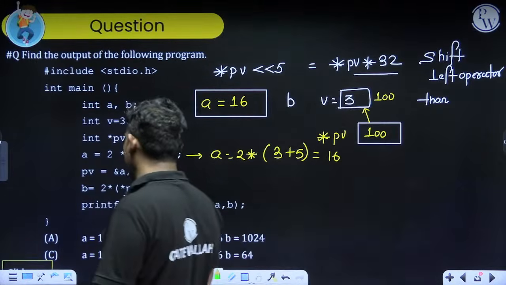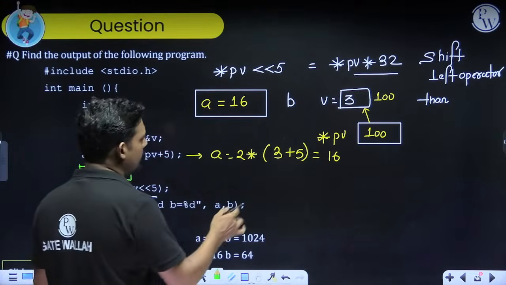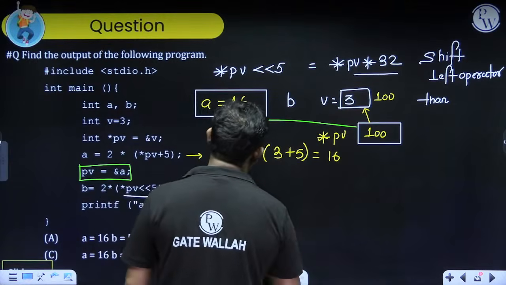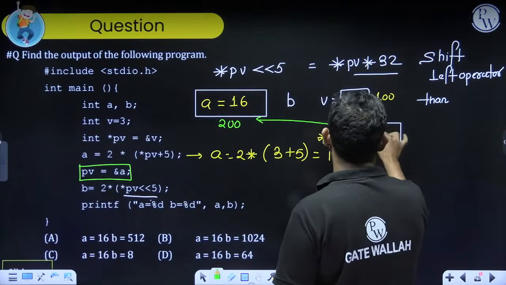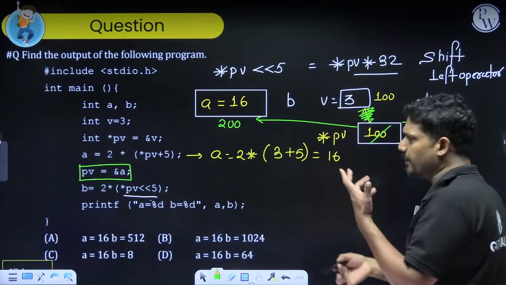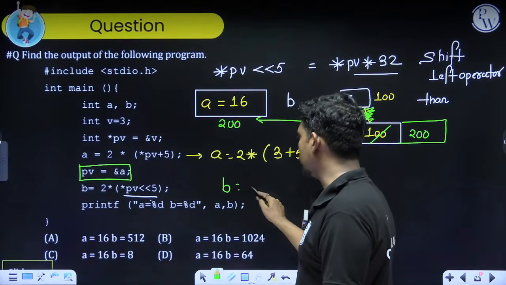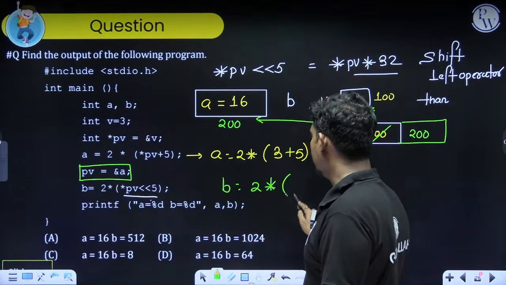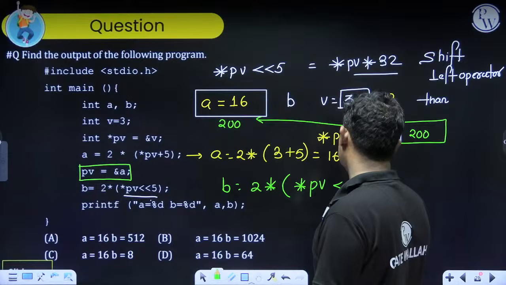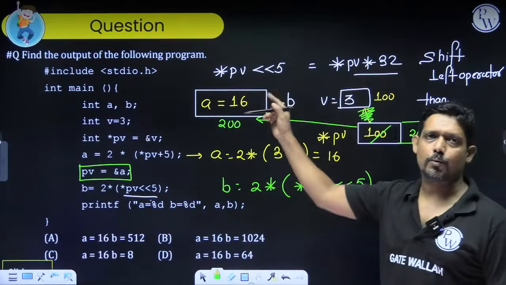Okay, 16. Now after that, what happens is different from the previous question. Something similar is happening, that PV changes address to A. Let me write in green: this address is 200, and now this address changes to 200. So this is changed and the new address becomes 200. Now B is equal to 2 times dereference PV. The very important part is that the address of PV has been changed to 200. Now it is pointing to this.